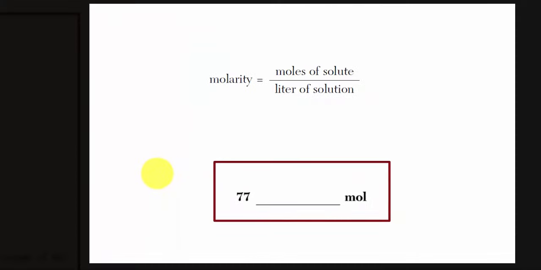The formula from Table T is that the molarity is equal to the moles of solute divided by the liters of solution. Well, we know our molarity is 0.028, and we don't know our moles of solute. That's what we're looking for. And our liters of solution is a gigantic 1,400 liters. So to solve for x, we simply multiply 0.028 times the 1,400, and if you do it correctly, you get 39 moles.